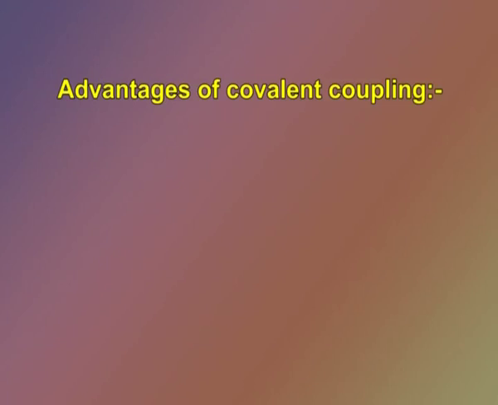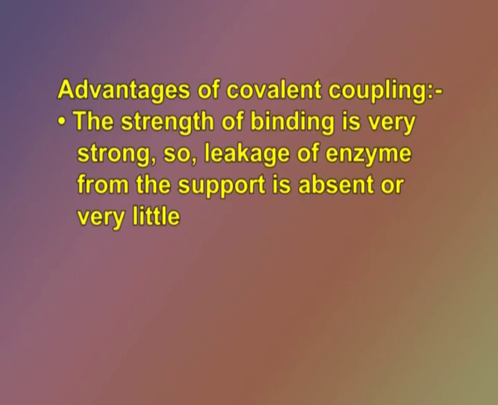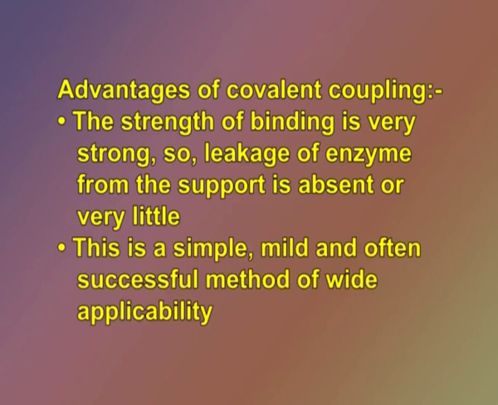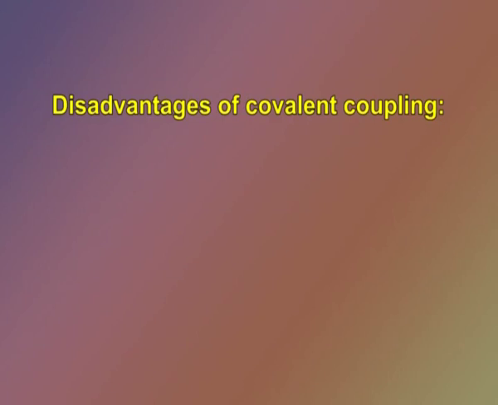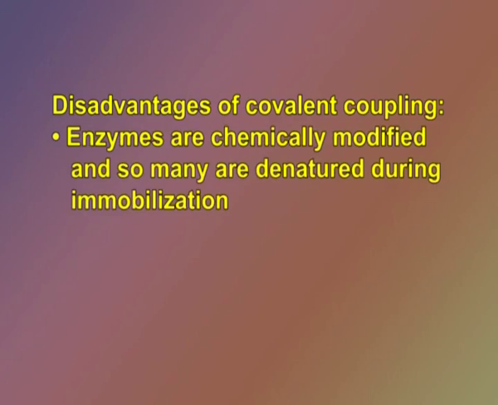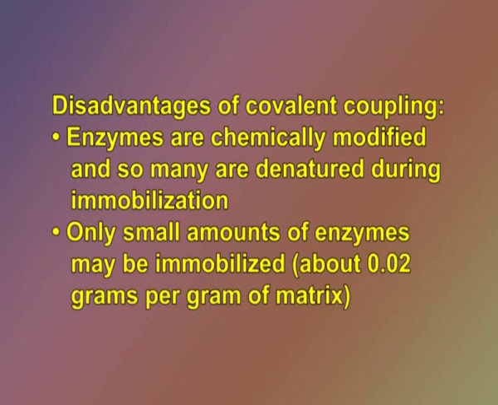Advantages of covalent coupling. The strength of the binding is very strong, so leakage of enzyme from the support is absent or very little. This is a simple, mild, and often successful method of wide applicability. Now coming on to disadvantages of covalent coupling. Enzymes are chemically modified and so many are denatured during immobilization. Only small amounts of enzymes may be immobilized, about 0.02 grams per gram of matrix.